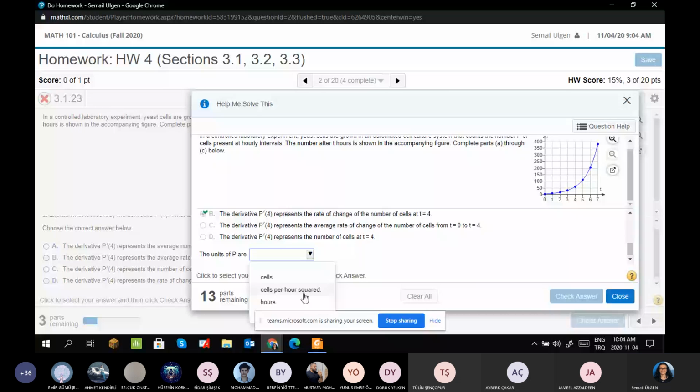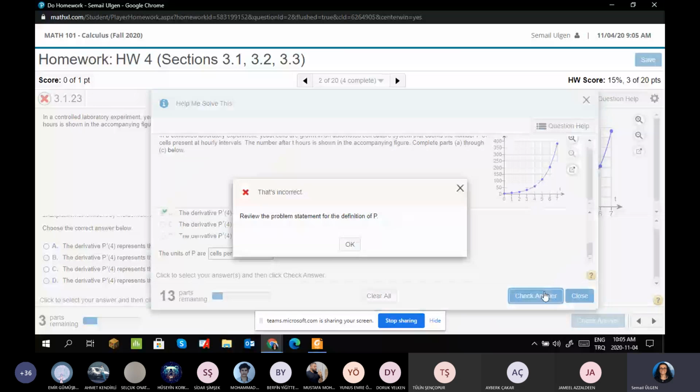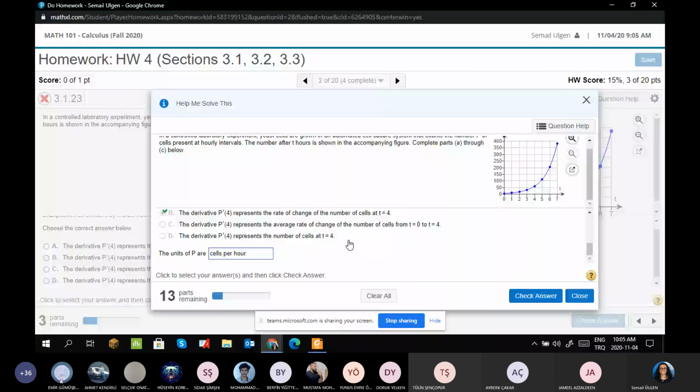I'm not sure whether you can see it. I have difficulty seeing all of it. Cells per hour squared, which one? Time is in terms of hours, so it's not hours squared. And the number of cells that are added in 1 hour, so we are going to say cells per hour. We are going to check the answer. Let's see P prime, delta Y over delta X. Cells per hour. It should be right.